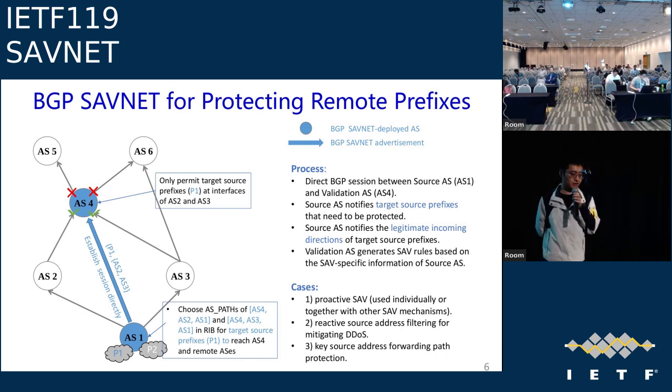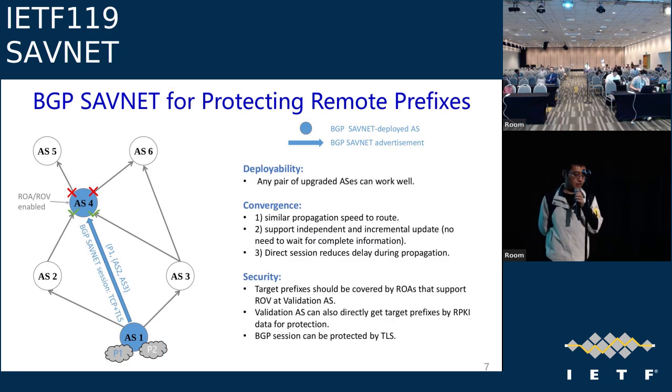So in this example, AS1 will advertise the target source prefixes to AS4 and also the expected incoming interfaces of the target source prefixes. And AS4 will generate corresponding sub rules. The solution also supports good incremental deployment, and we also give some convergence descriptions in this draft.